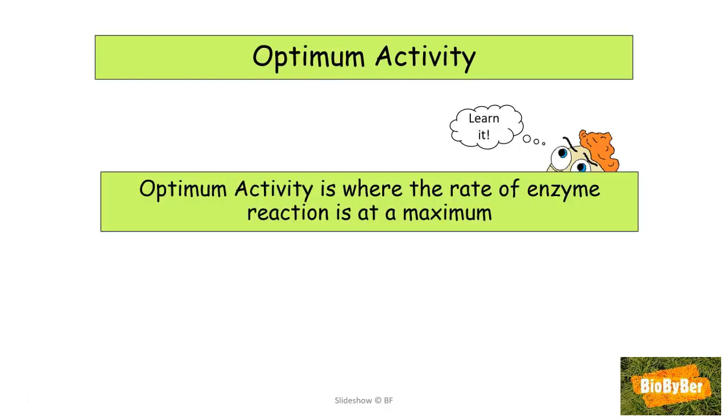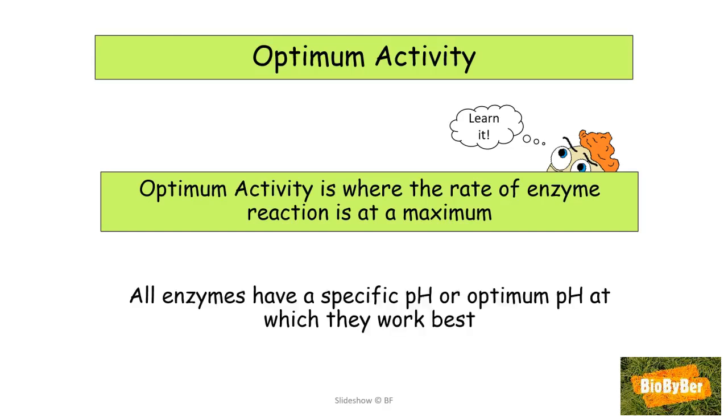What is meant by optimum activity? Optimum activity is an important idea, so again we have to make sure that we know what this term means and that we are able to explain it. Optimum activity is referring to the idea that the rate of enzyme reaction, the rate of an enzyme controlled reaction, is happening at a maximum. All enzymes, don't forget, have a specific pH or an optimum pH or a pH at which they work best.